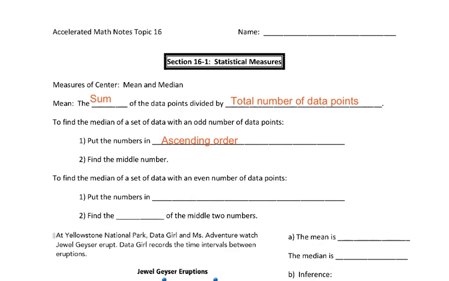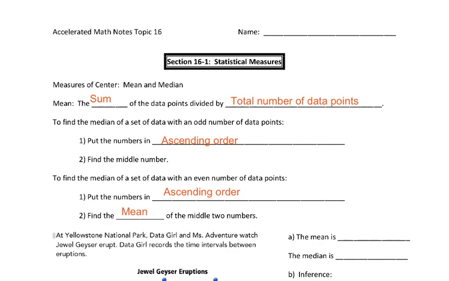If you have an even number of data points, then you have to put the numbers in ascending order and find the mean of the middle two numbers. So again, if you have an even number of data points, you won't have one number in the middle, you'll have two numbers in the middle, so you have to add them together and divide by 2.